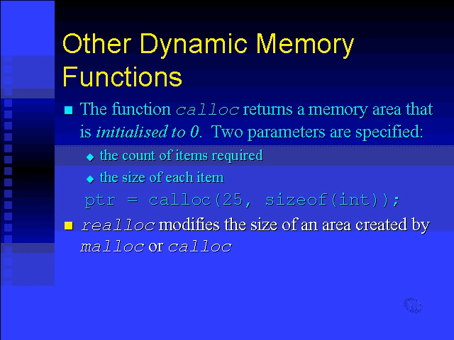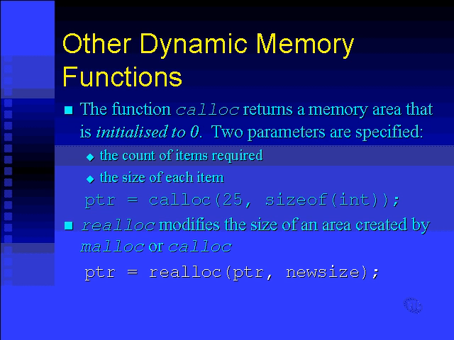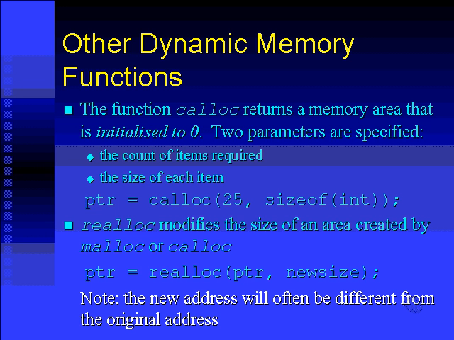There's another function called realloc, which means reallocate. It takes an existing area of memory that's got something in it, say, created using malloc or calloc or any of the other dynamic memory allocation routines, and it simply changes the size of it, like so. You specify the memory address that you are about to modify, you pass that in as one of the parameters, you also pass in the new size, and it will give you back a pointer to the new area of memory. Now, it's important to note that the new address will often be different from the original address.